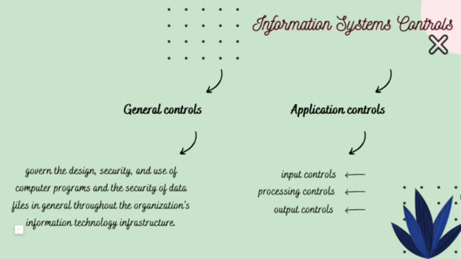Let's look into input controls. Input controls check data for accuracy and completeness when they enter the system. There are specific input controls for input authorization, data conversion, data editing, and error handling. Second, processing controls. Processing controls establish that data are complete and accurate during updating. Third, output controls ensure that the results of computer processing are accurate, complete, and properly distributed.